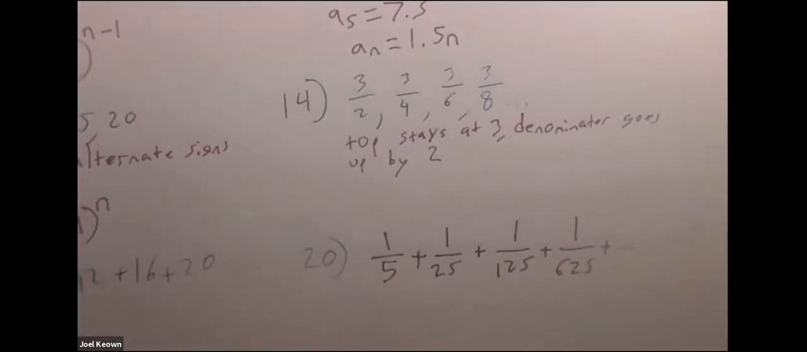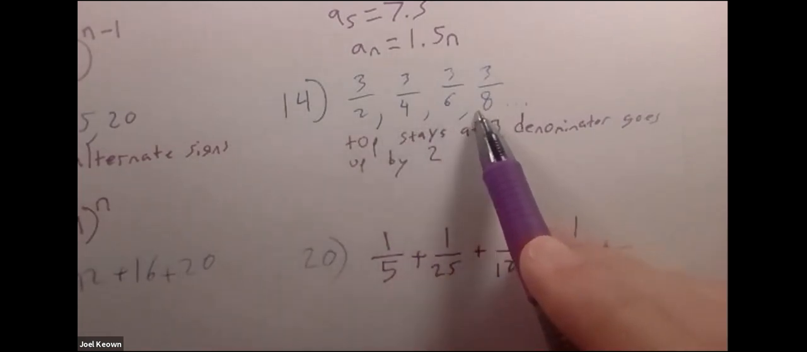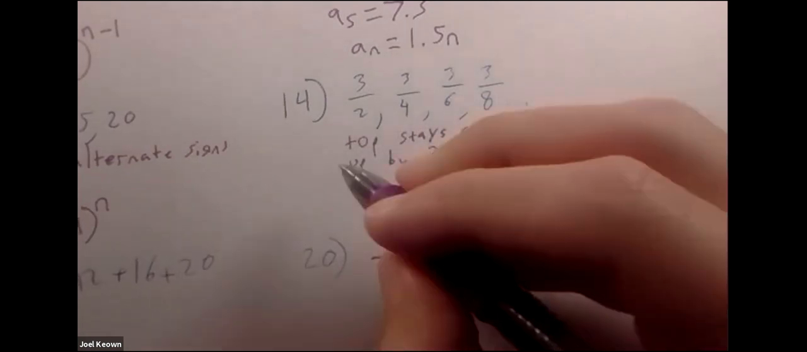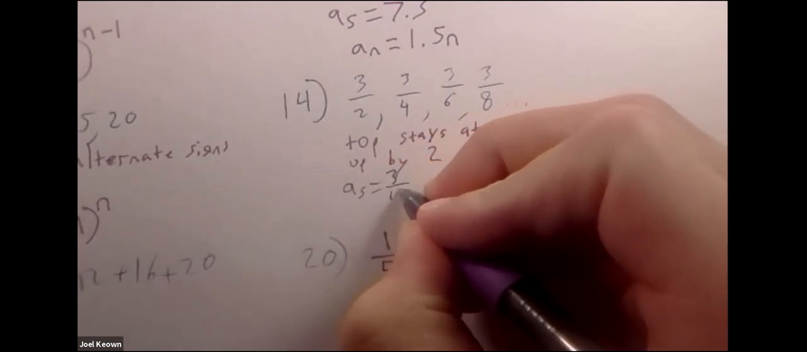All right. What's my next number? Well, 2, 4, 6, 8, 10. The next one would be 3 over 10.